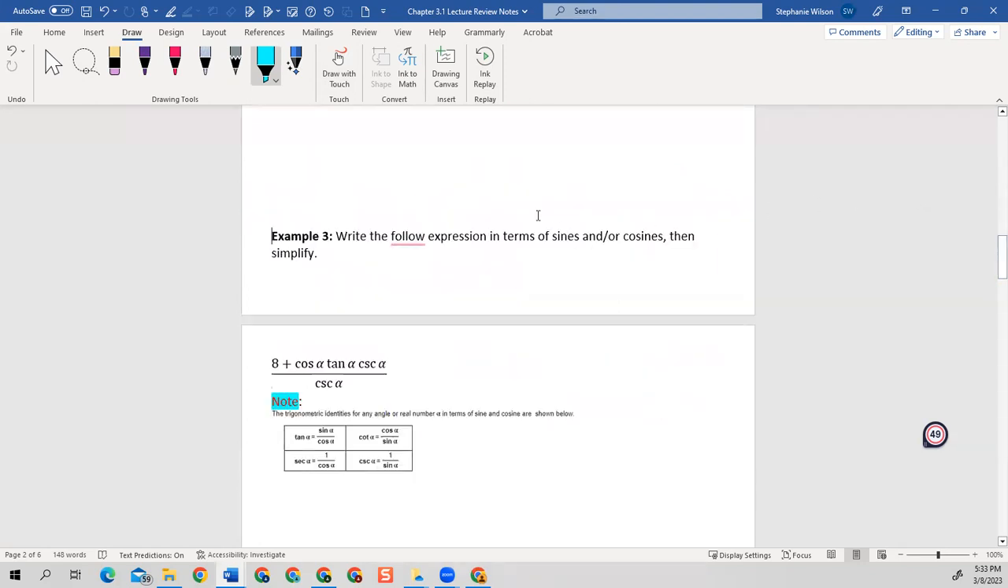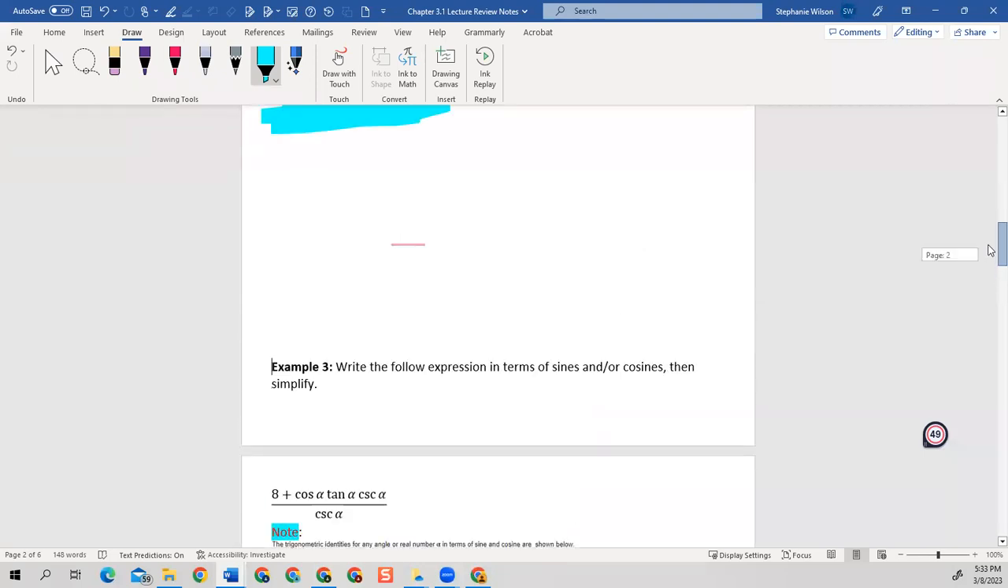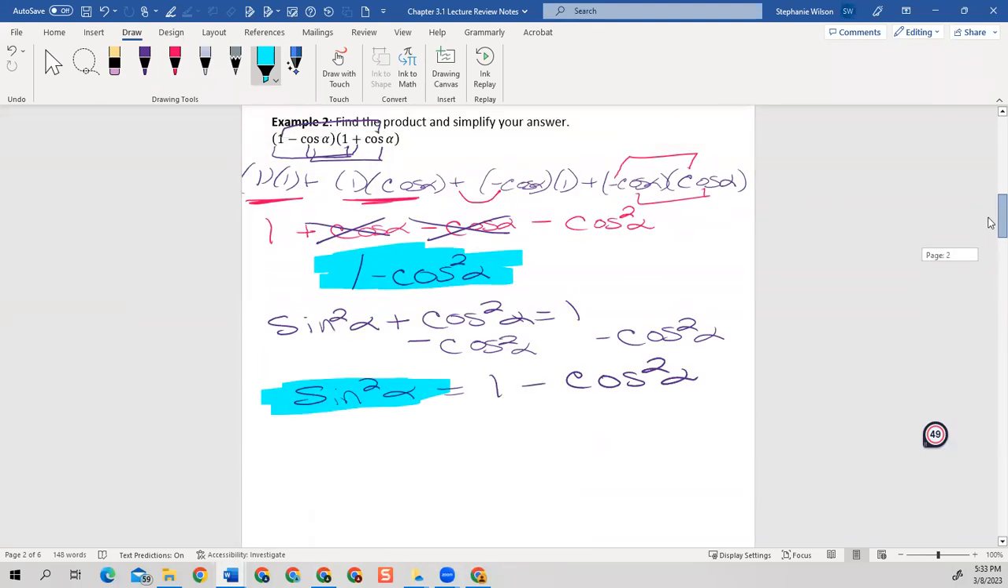Question. Sure. So the answer for that one is just going to be sine squared of alpha, because you got to simplify. So since I was able to simplify 1 minus cosine squared of alpha, then that means that wasn't my final answer.